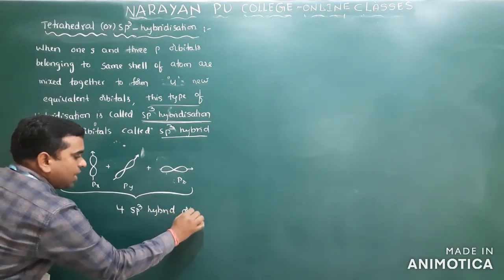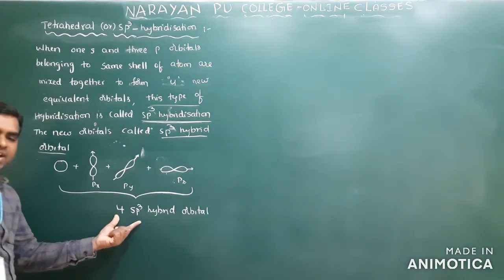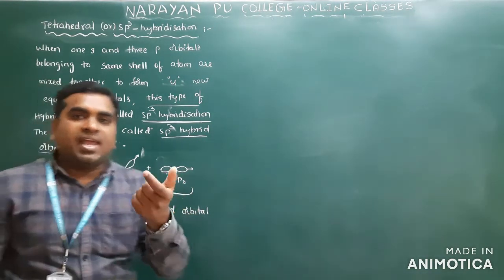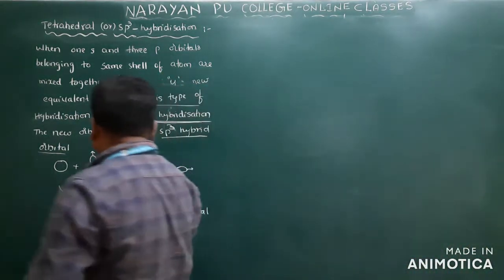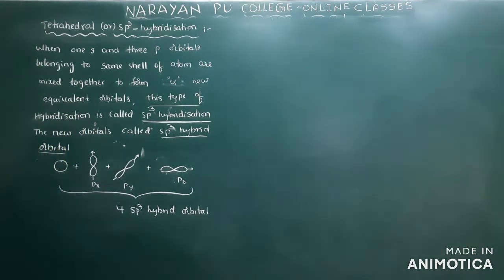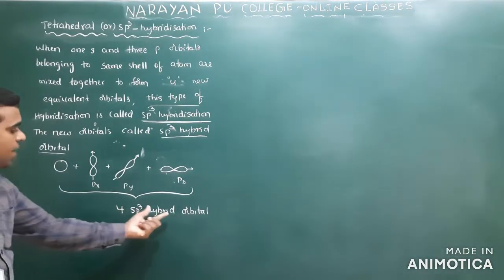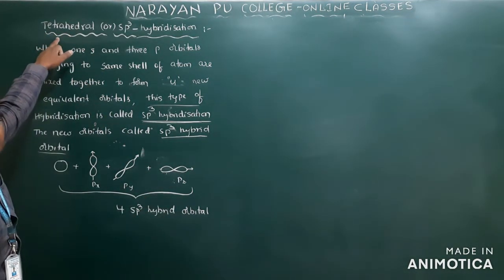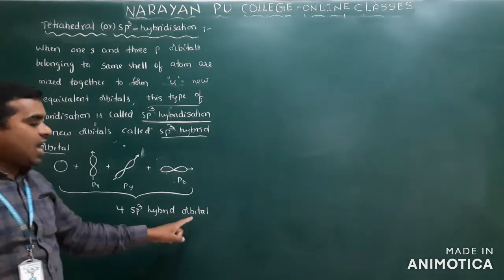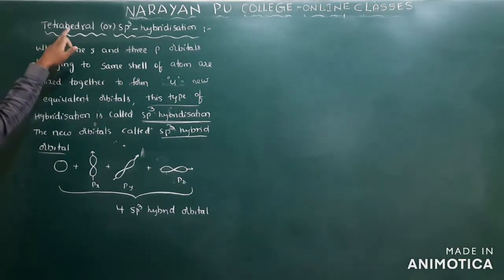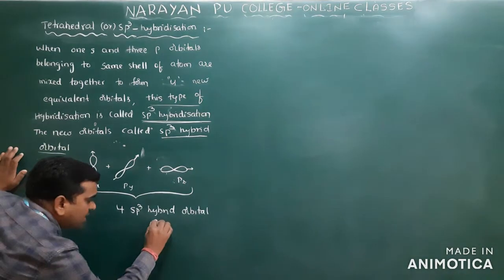You will get 4 sp3 hybrid orbitals, and all these 4 sp3 hybrid orbitals have equal energies and identical shapes. Clear? So this is the sp3 hybridized orbital. And what is the shape of this sp3 hybridized orbital? You know that it is tetrahedral. sp3 hybridized means these 4 sp3 hybridized orbitals will have a tetrahedral shape. Clear? So this is the tetrahedral shape.